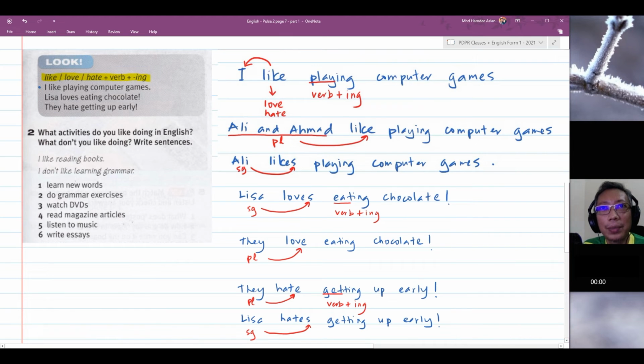And now for activities in part 2. Okay, read the instruction. What activities do you like doing in English? What don't you like doing? Write sentences. Okay, I like reading books. I don't like learning grammar. Okay, now you are given 6 sentences here. 1, 2, 3, 4, 5, 6. Okay, you form the sentences similar to the example given, whether you like or you don't like doing whatever activities mentioned in the sentences.